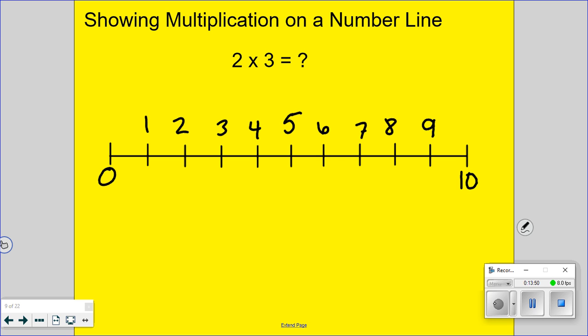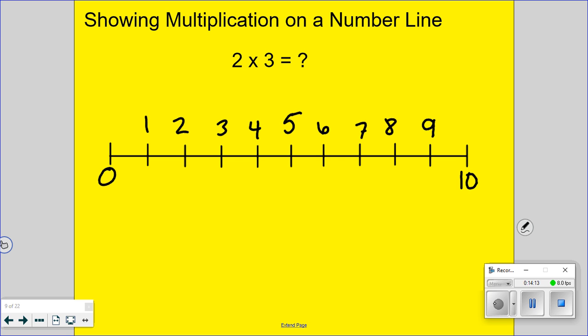So we've got 2 groups. On a number line, that's going to mean 2 hops. 2 groups equals 2 hops. What if I had 7 groups? 7 hops. What if I had 1 million groups? 1 million hops.